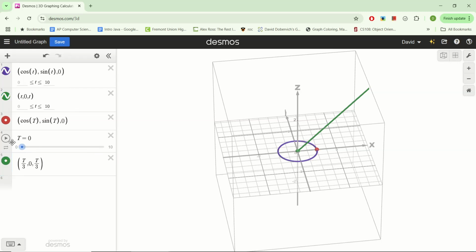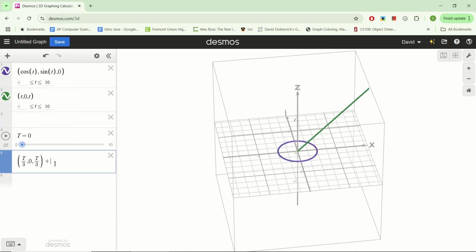Okay, remember, vectors are a great way of combining simple movements to make a complex movement. So in Desmos, you can actually just add together these two as if they are vectors. So I'm going to cut this, I'm going to say plus, and I'm going to paste. So now I have a new vector that's the vector sum of the rotation and the translation. And here's what it looks like.